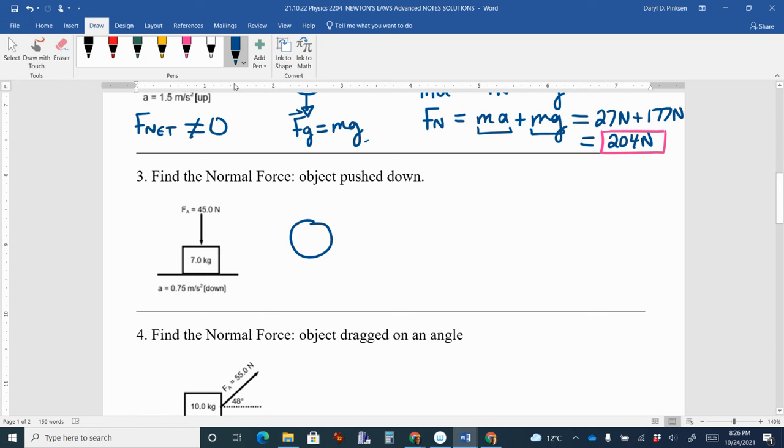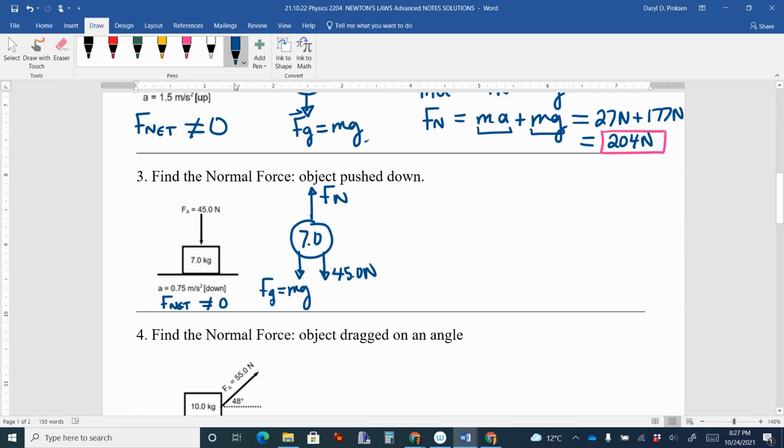They're a good idea. So there's 7 kilos. Now, acting upwards, we've got the normal force. Acting downwards, as always, we've got the weight, which is mg. Fg means weight. Force of gravity is mass times acceleration due to gravity. And then also going down, we have this 45 newton. Somebody's pushing down.